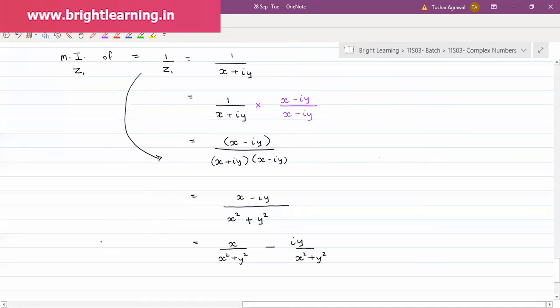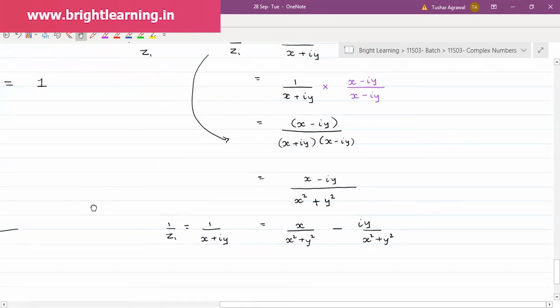1 by z1, which symbolically was 1 upon x plus iy. This whole process is just a waste of mathematics, but I'm just doing it. That is helping me to remember that this is x upon x square plus y square minus iy upon x square plus y square. And yes, so this is the multiplicative inverse of z1. My purpose is solved.